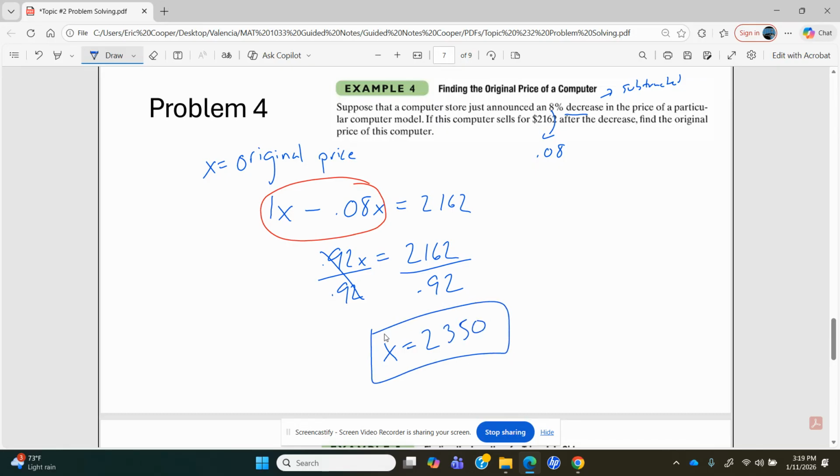$2,350. So the original price was $2,350, and after an 8% discount, it became $2,162.